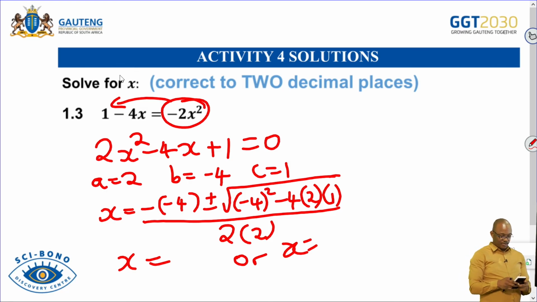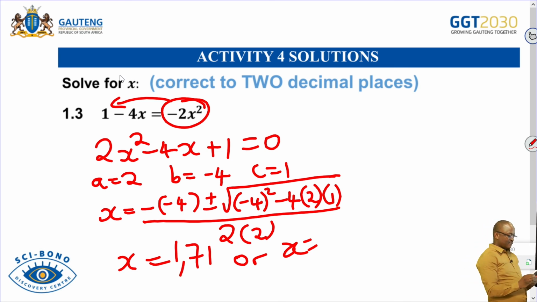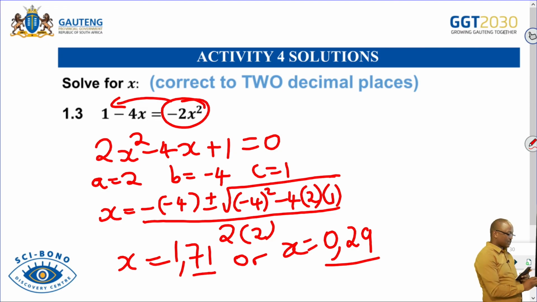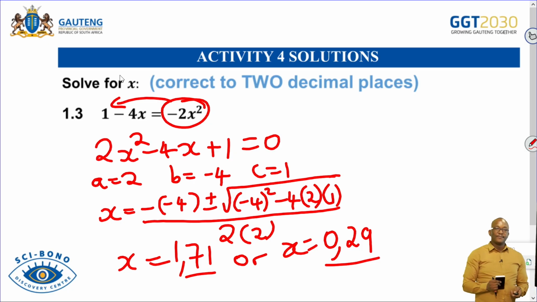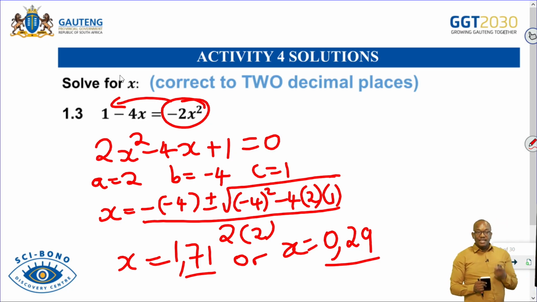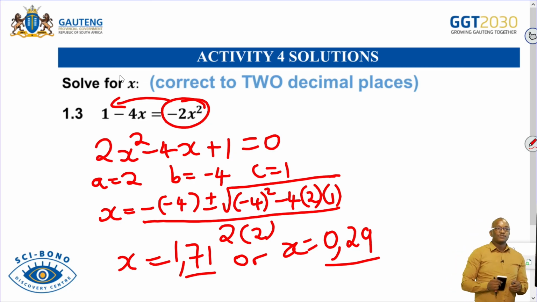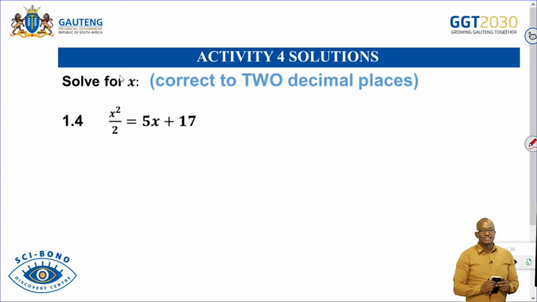So as you punch them in your calculator, the first one we are going to have 1,71. Remember, we correct to 2 decimal places. And the second one, we are going to have 0,29. So those are the two values that we're going to get there. Remember, you must punch your quadratic equation properly, guys, so that we can get the correct answers.